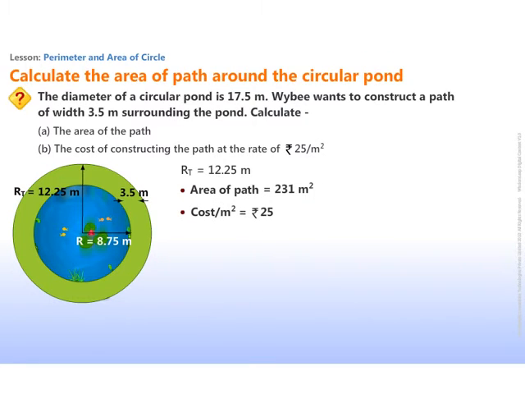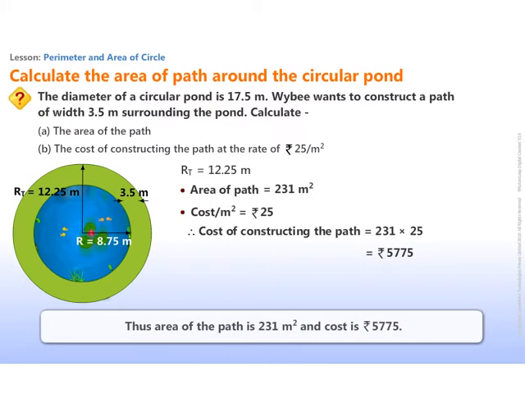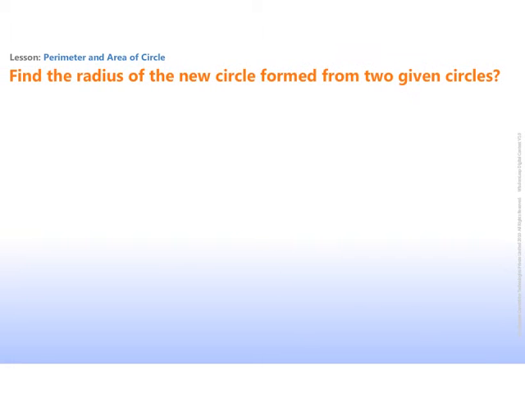If the cost of constructing the path is rupees 25 per square meter, then the cost of constructing a path of area 231 square meters is 231 multiplied by 25, which is rupees 5,775. Thus, the area of the path is 231 meters square and the cost is rupees 5,775.